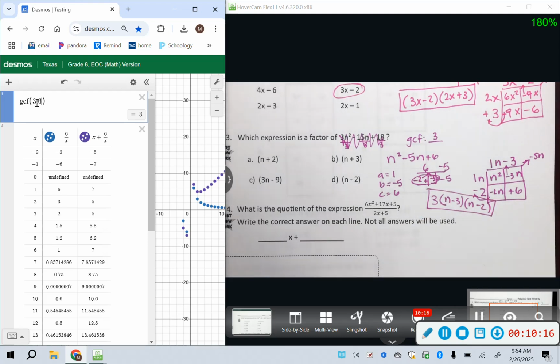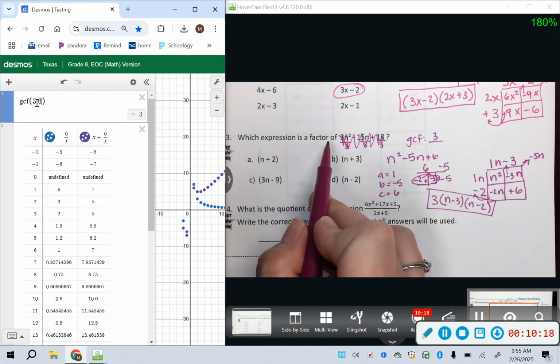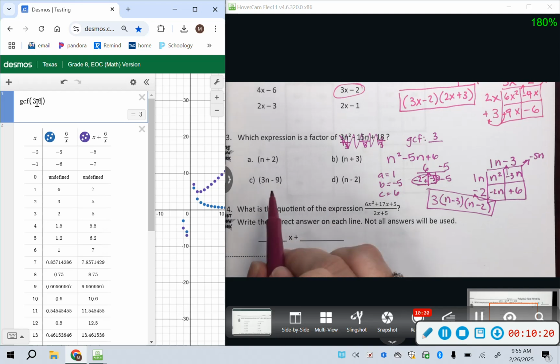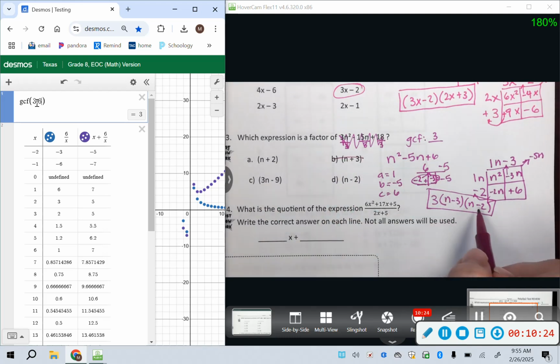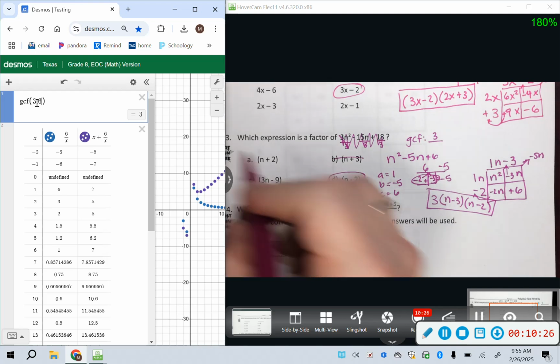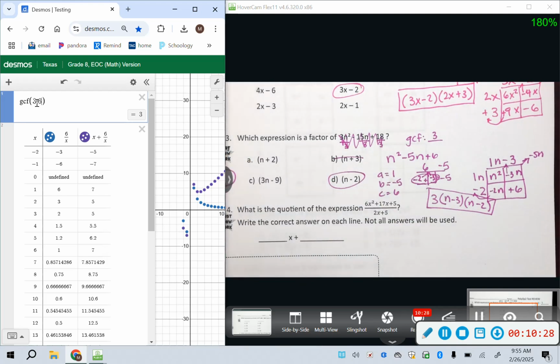And now I go back and read my question. It says, which expression is a factor? So 3 is a factor, and I don't see that. N minus 3 is a factor. I see n plus 3, which is not my answer. And I have n minus 2. So D is my answer.